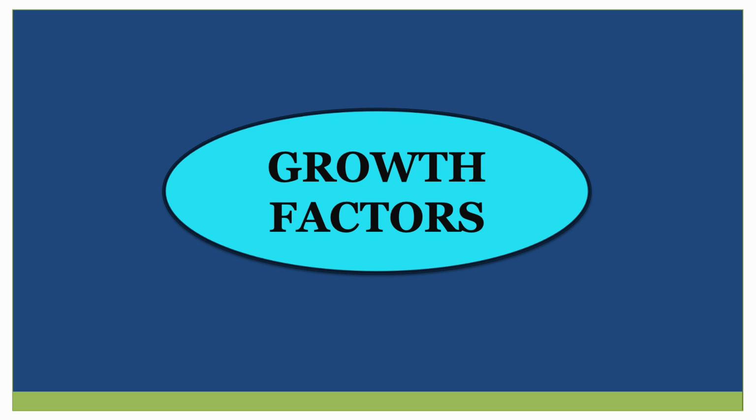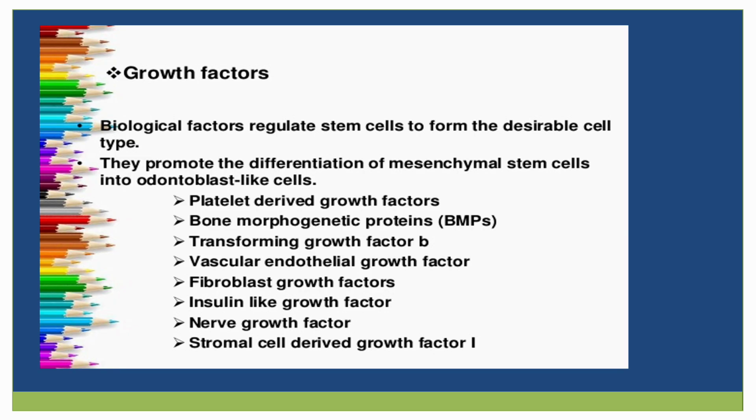Next is the growth factors. Now that we have the cells seeded in the scaffold, there is something which we need, like water, for it to promote growth. So these growth factors come into play. The growth factors are basically the platelet derived growth factors, bone morphogenetic proteins, transforming growth factor beta, vascular endothelial growth factor, the fibroblast growth factors, insulin-like growth factors, nerve growth factors and stromal cell derived growth factors. So these are biological factors which regulate the stem cells to form the desired cell type.